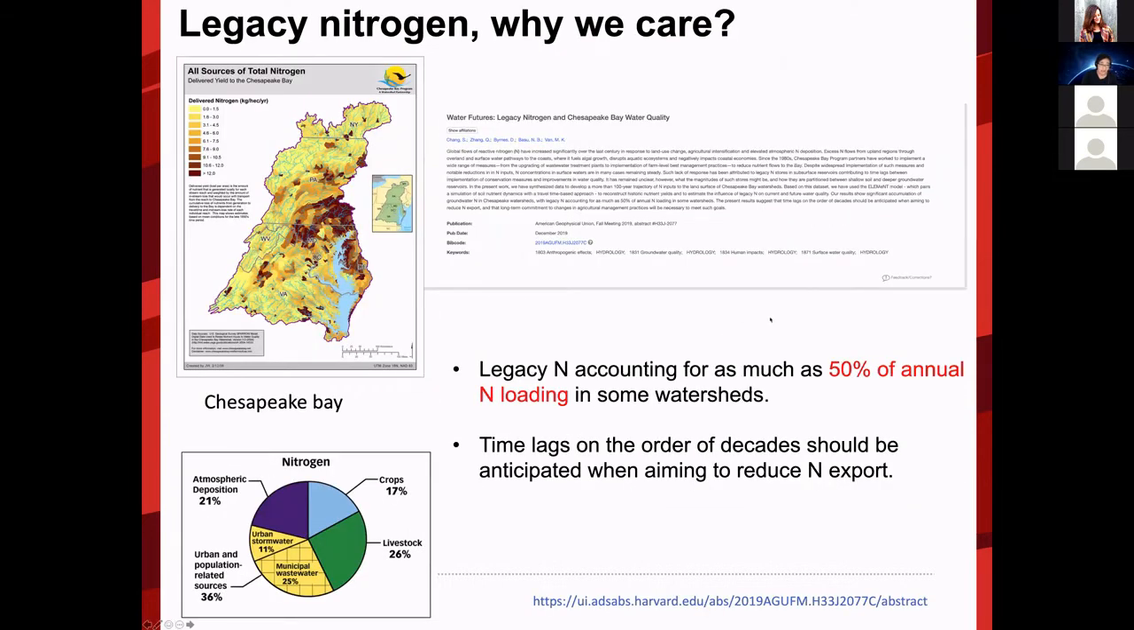Another example is the Chesapeake Bay. Since the 1980s, the Chesapeake Bay program has worked to implement a wide variety of measures to reduce nutrient flows to the bay. We can see for the nitrogen sources, there's a variety of different nitrogen sources. And in a recent study published, I think in 2019, the researchers found that a significant accumulation of groundwater nitrogen in Chesapeake Bay watersheds comes from legacy nitrogen, and it accounts for as much as 50% of the annual nitrogen loading in some of the watersheds. In terms of achieving this nitrogen reduction goal, we have to estimate time lags on the order of decades in order to achieve that.